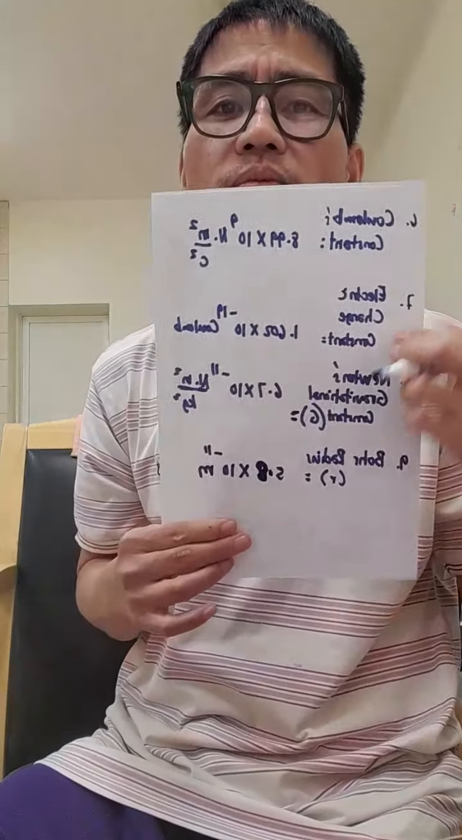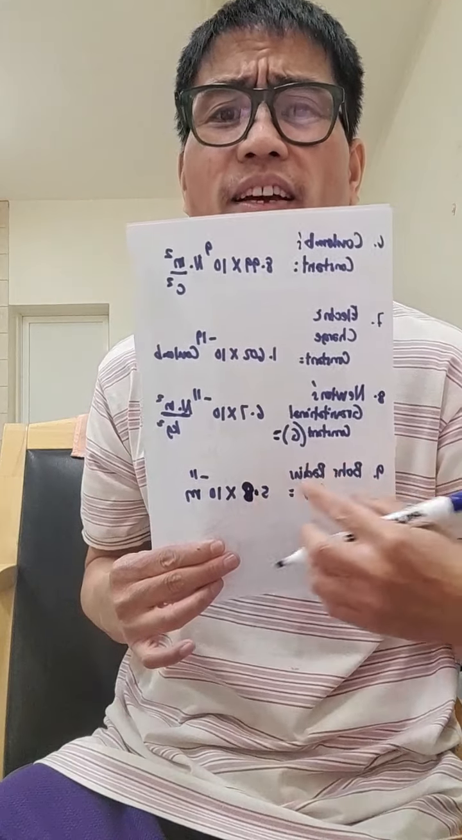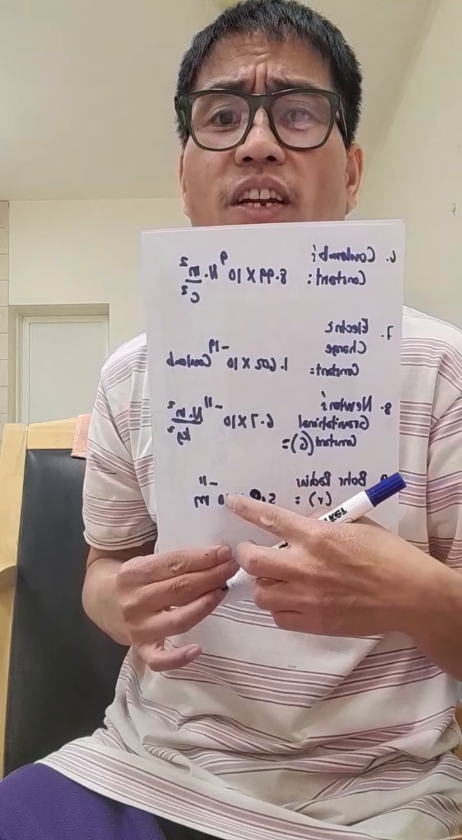The Bohr radius is around 5.6, 5.7, 5.8, something like that, times 10 to the negative 11 meter. After that also, we can determine the momentum.